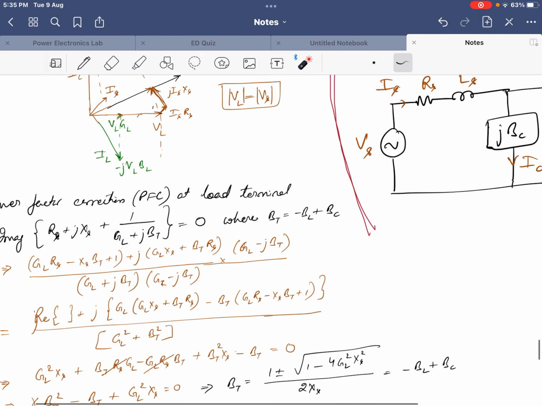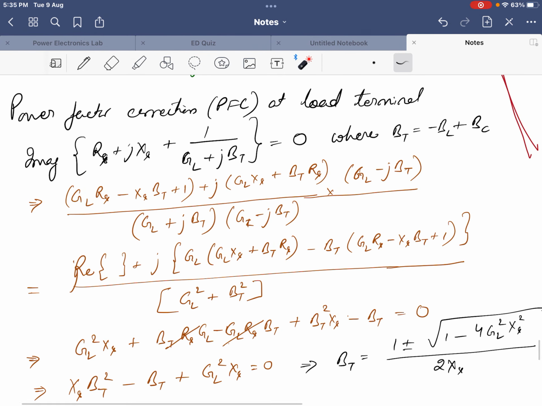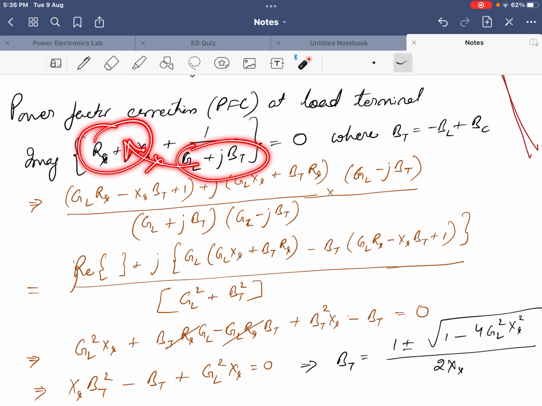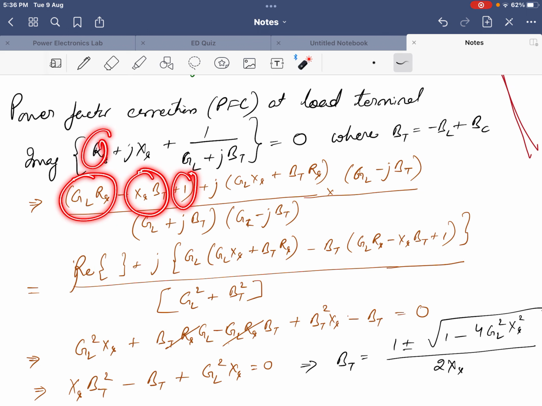So let us enlarge this. This is the power factor correction at the load terminal, so the imaginary part is to be 0. This term is multiplied here, and taken out here, and we get the multiplication of these two terms over here. Then we get a multiplication of these two terms over here. Thus we get all the non-imaginary terms like these two, and the imaginary ones. So there will be the non-imaginary terms at one end.